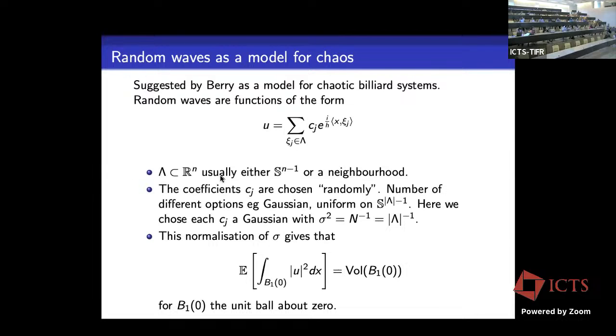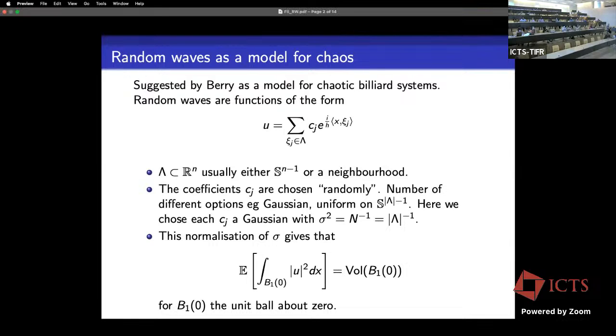Now, the c_j, those are the coefficients. These are how we inject the randomness. So we pick those according to some random distribution, and there are a couple of different distributions we could use. We could have Gaussian, uniform, or uniform on a high dimensional sphere. So these are the kind of options that we have.